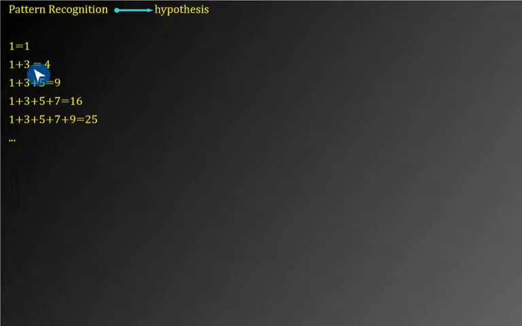1 plus 3 is 4, okay? 1 plus 3 plus 5, 9. 1 plus 3 plus 5 plus 7, 16. So basically, as I'm adding these successive odd numbers, I'm getting perfect squares.